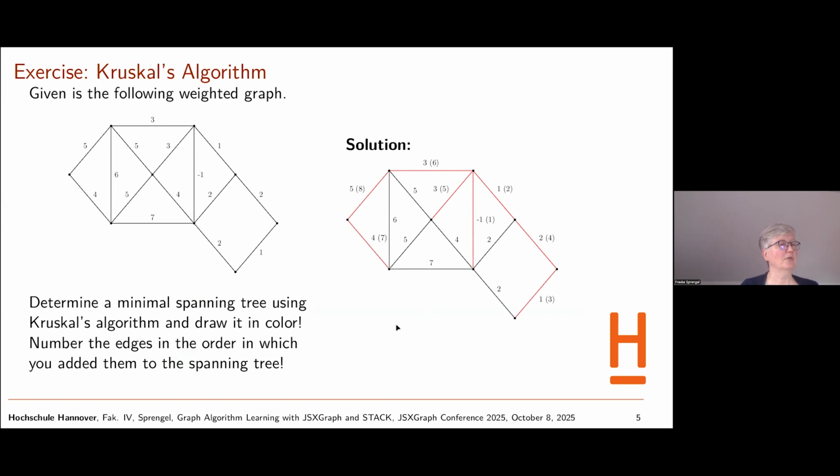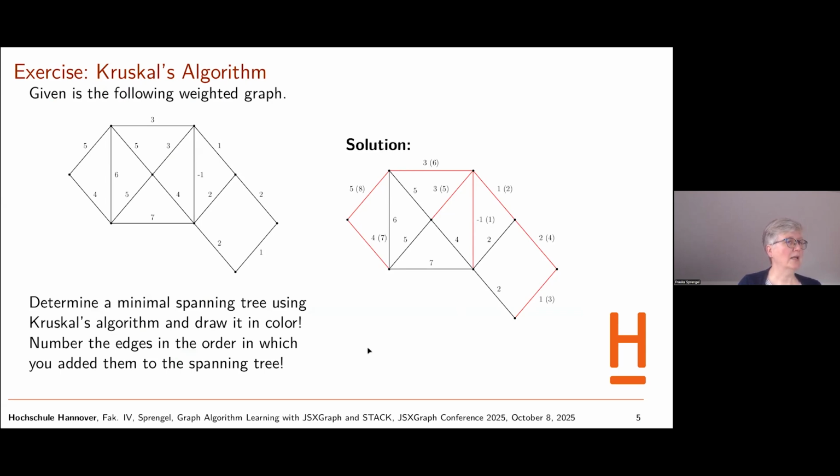So if you know Kruskal's algorithm, you see here you have to start with the edge with the lowest weight. This is here -1. And then you will have here a 1 and here a 1. It doesn't matter in which order you add them to the tree, and so on. And afterwards, you get such a spanning tree, and you can say what minimal weight the tree has. So this is normal pen and paper work.